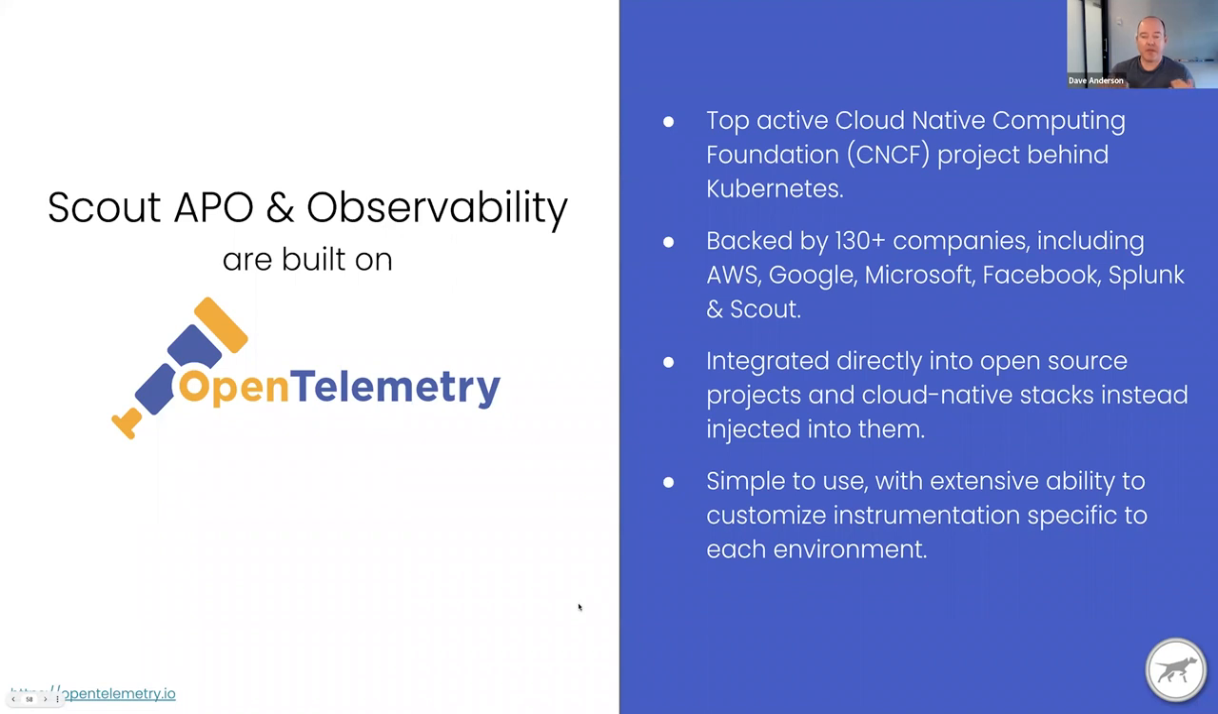So Scout Application Performance Observability, as we're evolving into, is built on OpenTelemetry. And some facts about OpenTelemetry: it's the top active Cloud Native Computing Foundation project behind only Kubernetes. It's backed by over 130 companies, including the big ones like AWS, Google, Microsoft, Facebook, Splunk, and Scout. It's integrated directly into open source projects and cloud native stacks instead of injected into them. And it's simple to use with extensive ability to customize instrumentation specific to your environment.